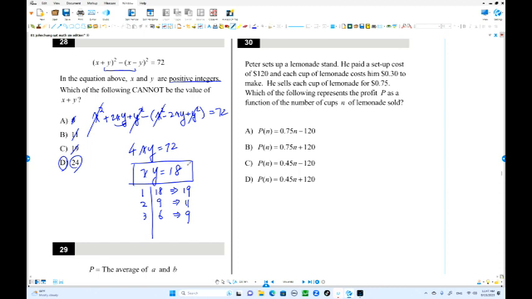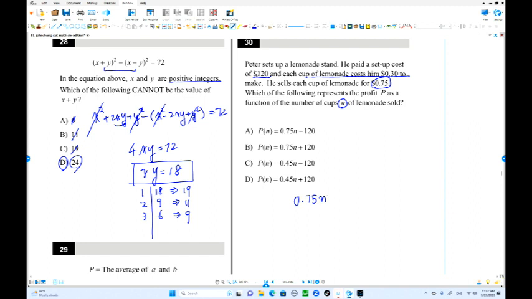Peter set up the lemonade stand. He paid a setup cost of $120, and the cost to make one cup of lemonade is 30 cents. He sells each cup of lemonade for 75 cents, and he wants to sell X cups. Okay, so revenue, the total income, is how much? 0.75 times n. But we're going to find the profit.